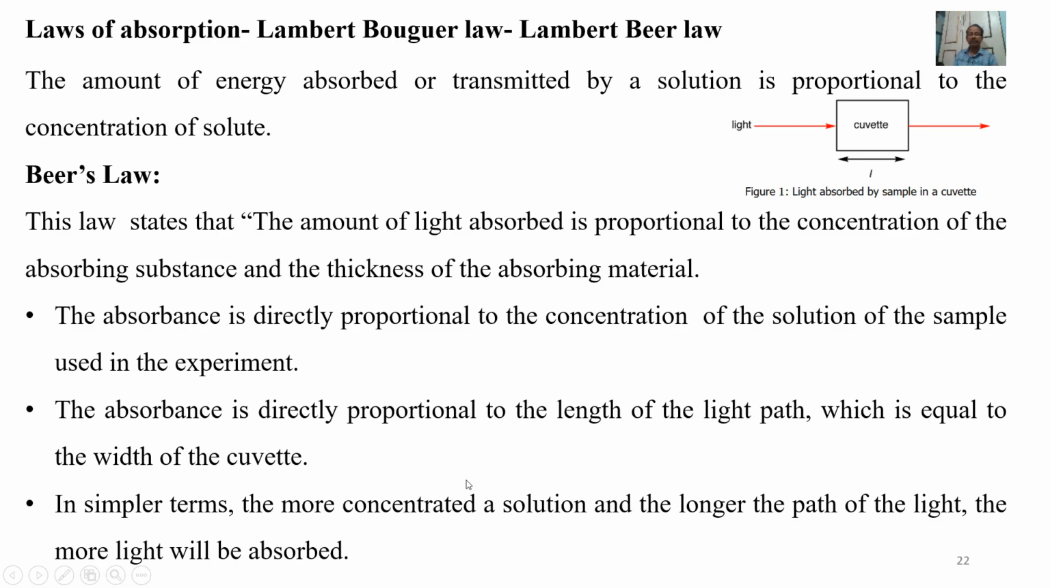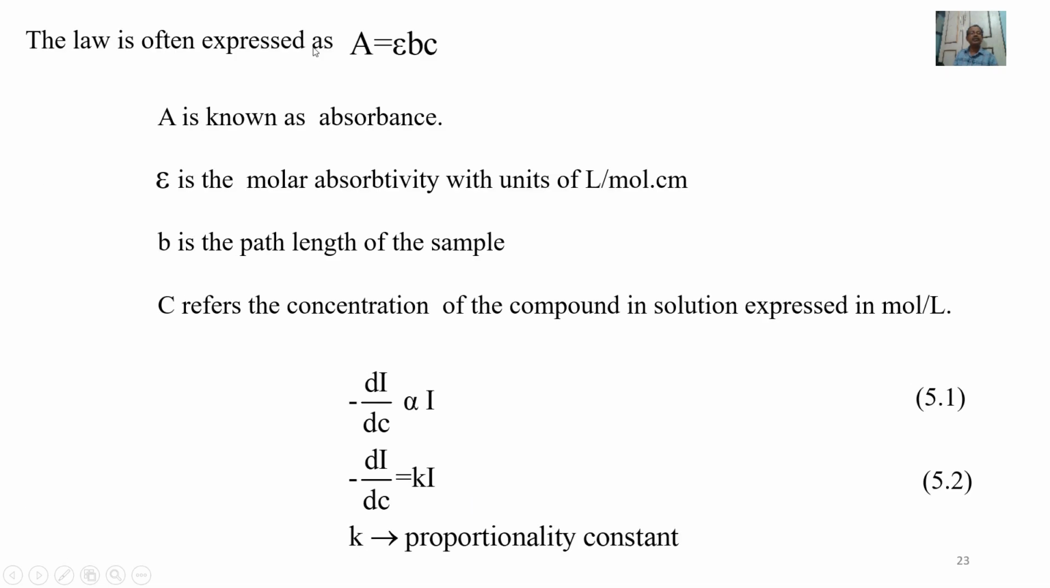So the law is often expressed as absorbance A equals epsilon b c, where A is the absorbance, epsilon is the molar absorptivity with the units of liter per mole per centimeter, b is the path length of the sample, and c refers to the concentration of the compound in solution expressed in mole per liter. And minus dI by dc is directly proportional to I.